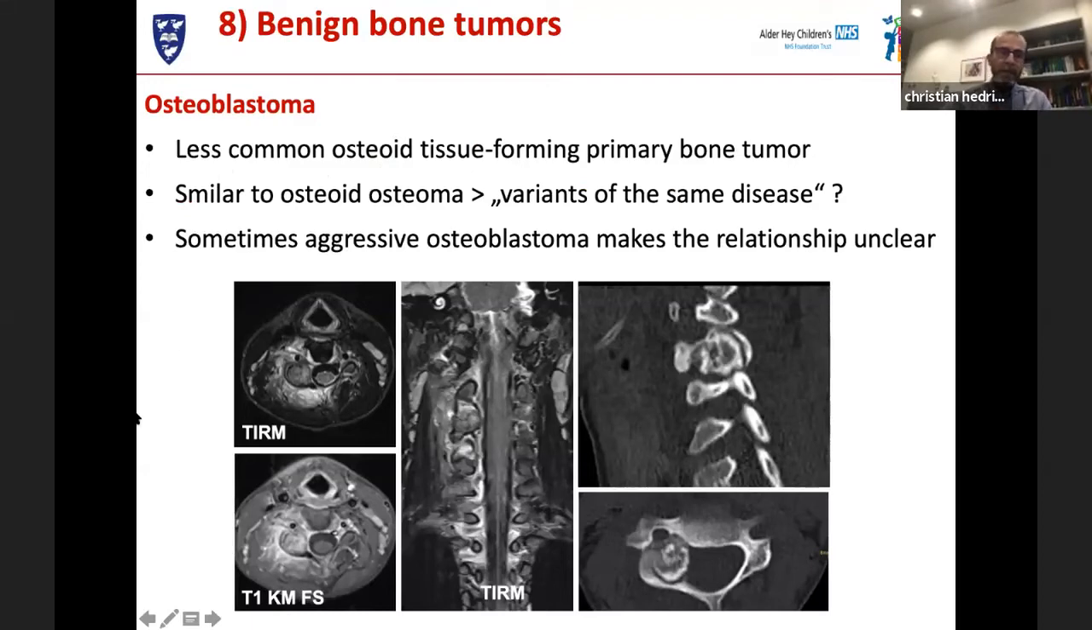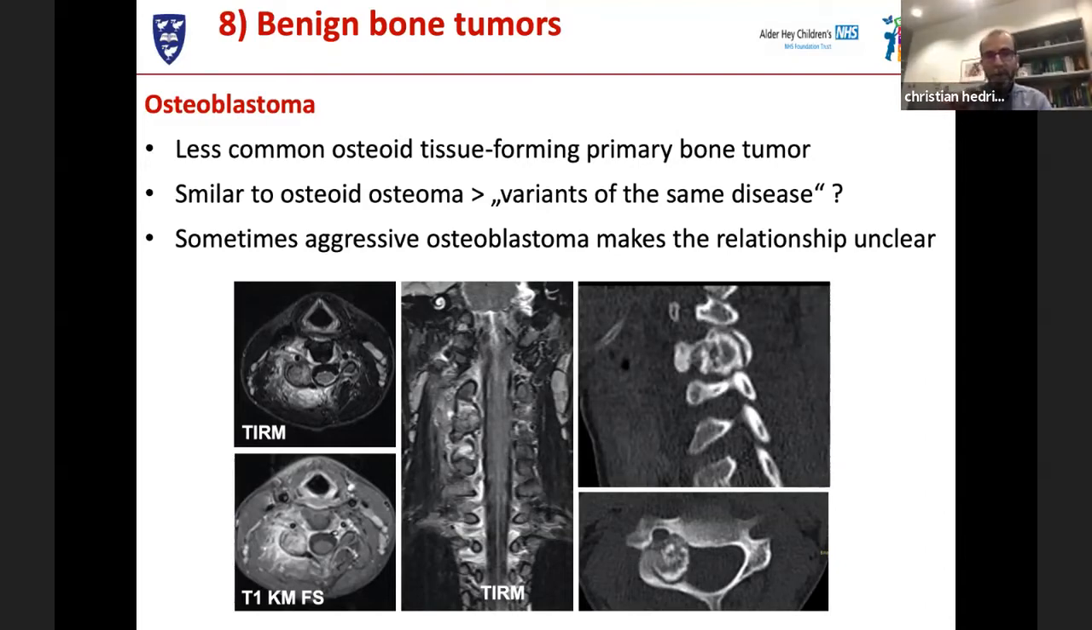Osteoblastoma is significantly less common as compared to osteoid osteoma. It's also an osteoid tissue forming primary bone tumor. There are some similarities to osteoid osteomata, which is why some colleagues refer to it as the big sibling of the osteoid osteoma. And it may be a variant of the same disease. However, sometimes osteoblastoma can grow aggressively, so it's not completely clear if it's the same condition.